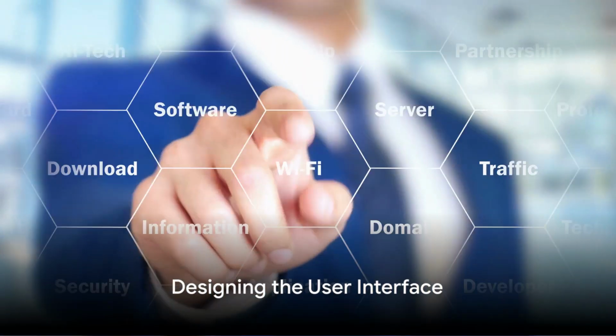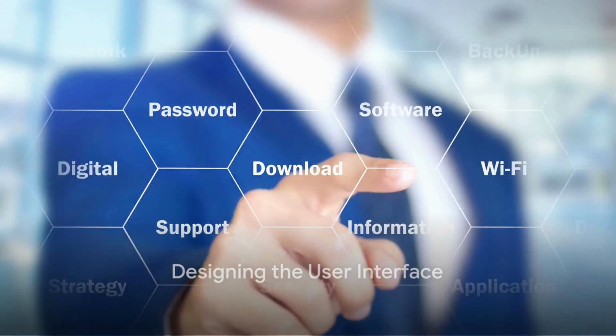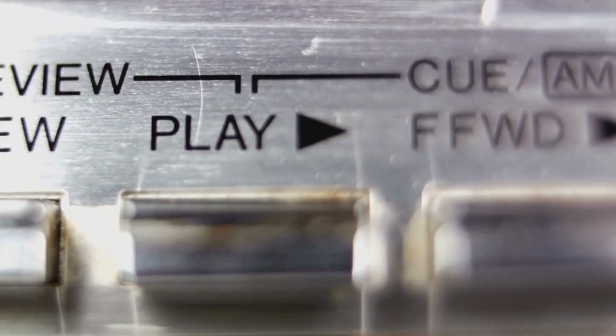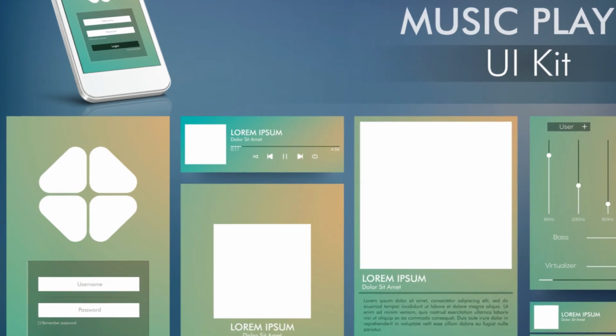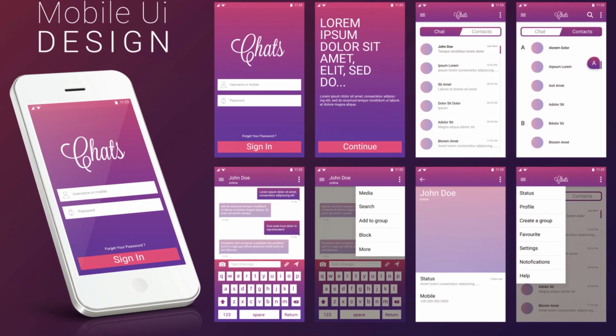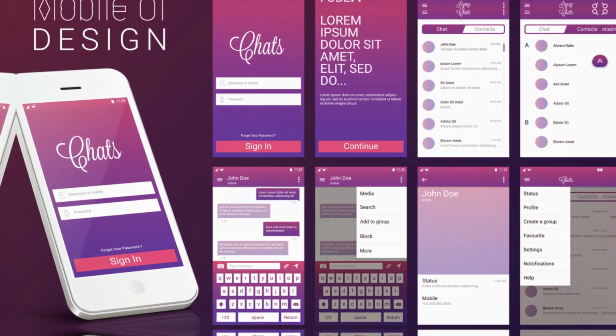What follows next is designing the user interface, or the UI. This includes the play, pause, stop and rewind buttons, volume controls, and the playlist feature. The UI is the heart of your media player, so design it to be user-friendly and intuitive.